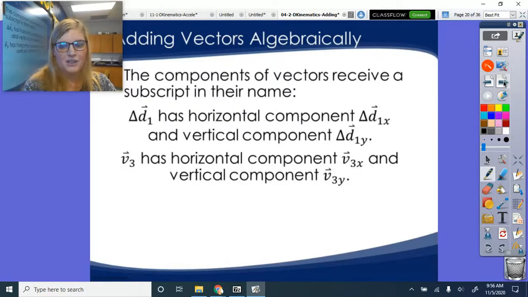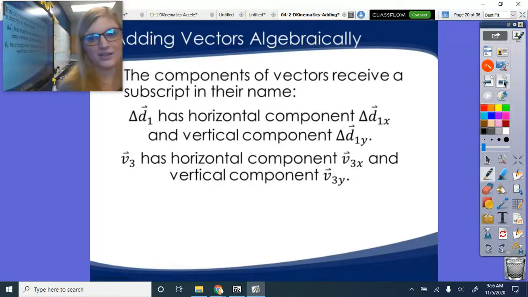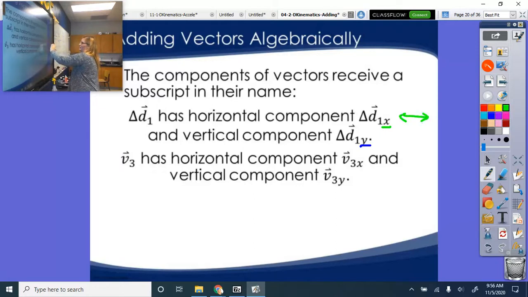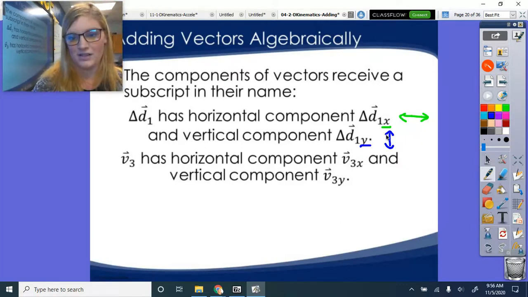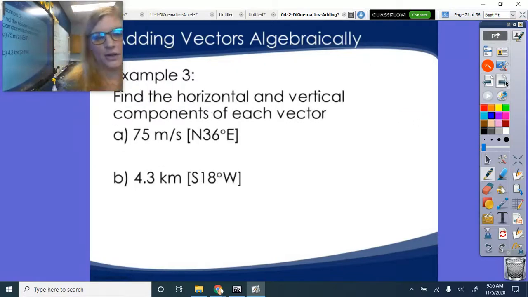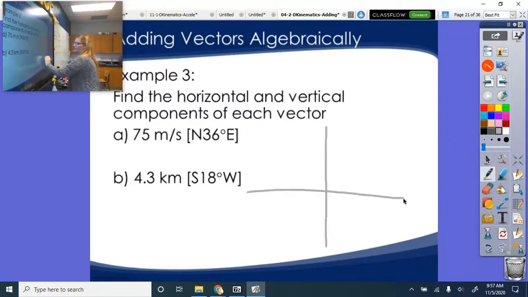So every vector, we are now going to start writing the components as having an x component and a y component. So your x is your horizontal and y is your vertical. So if we're looking at vector 3, the horizontal component, or the direction that we're going horizontally, is going to be vector 3x. And then the vertical, or how far it's going up and down, is going to be vector 3y. So we're going to go through these examples. I'm going to go ahead and write out my components of these vectors.